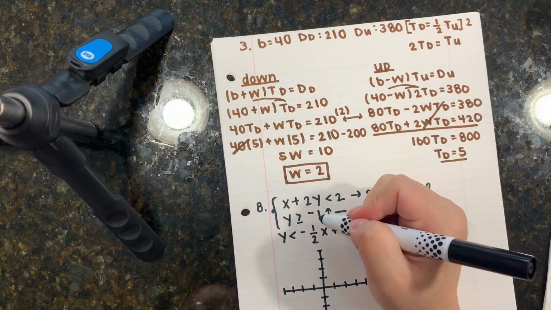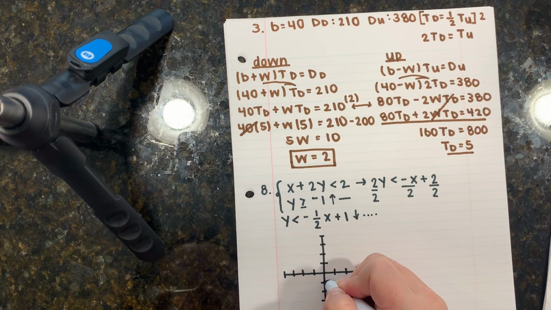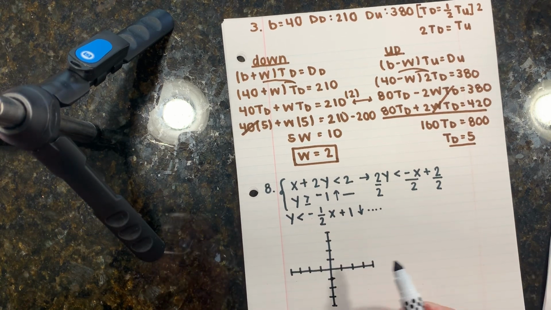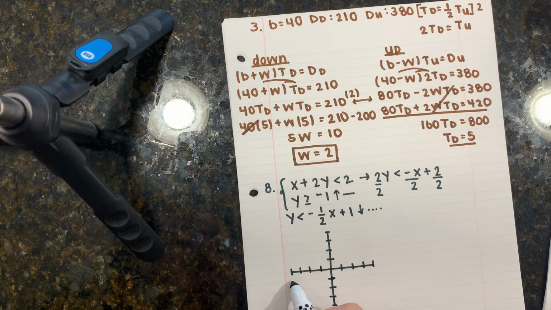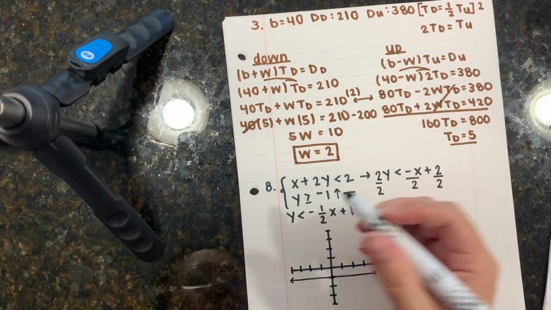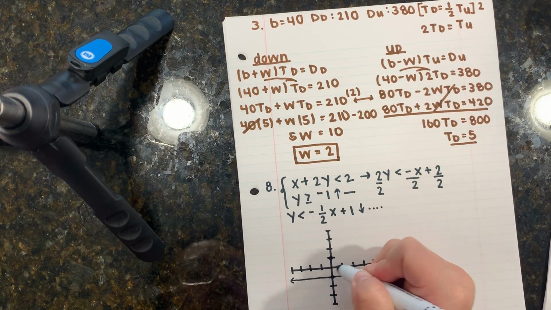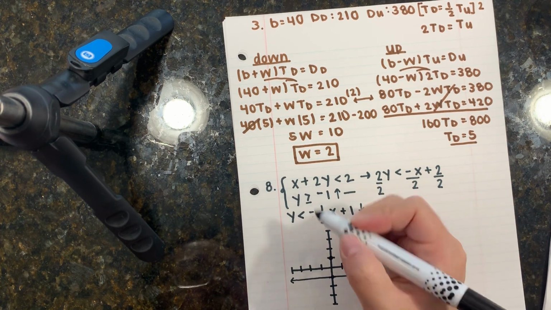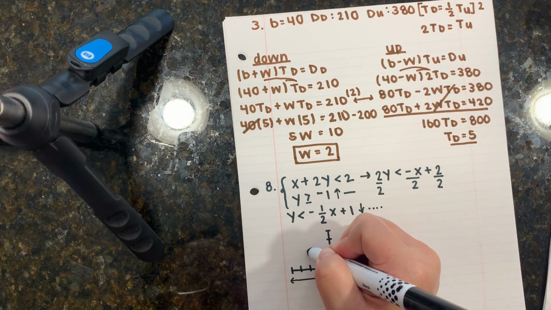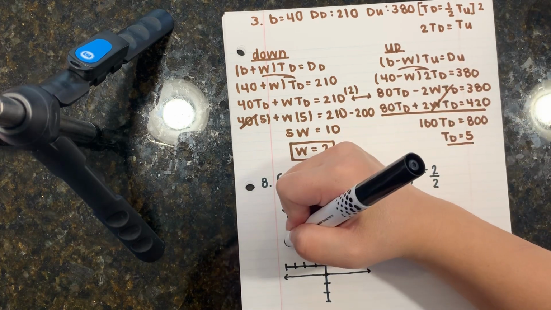For this first one, y is greater than or equal to -1. Well, -1 on the y-axis is right here, and it's going to be a solid line, so you're just going to draw a horizontal line through -1 on the y-axis. For this next one, it goes through +1, and the slope is going to be -1/2. So down 1 over 2, or up 1 over 2 is another way you could do it. And this one's going to be a dotted line.